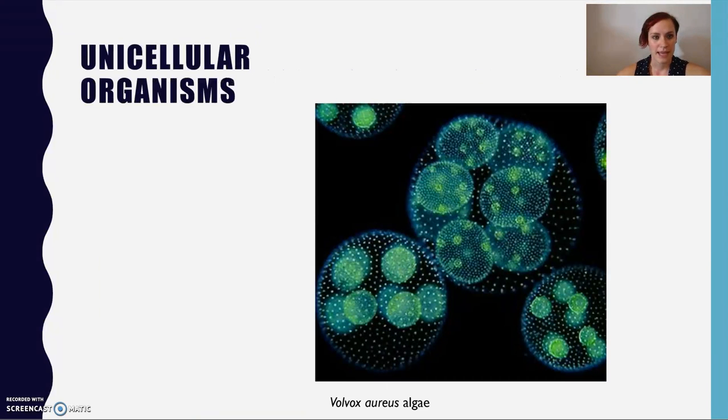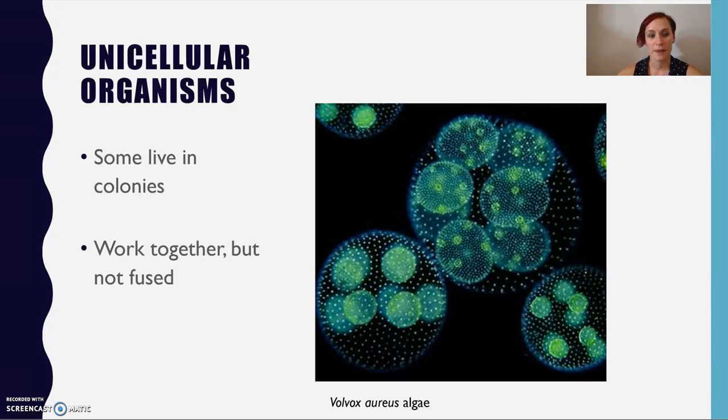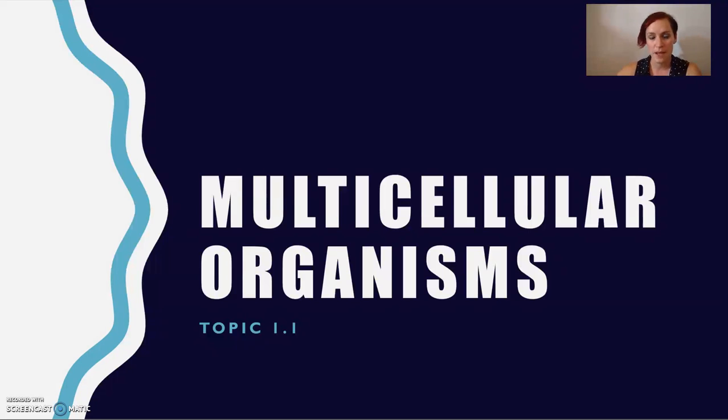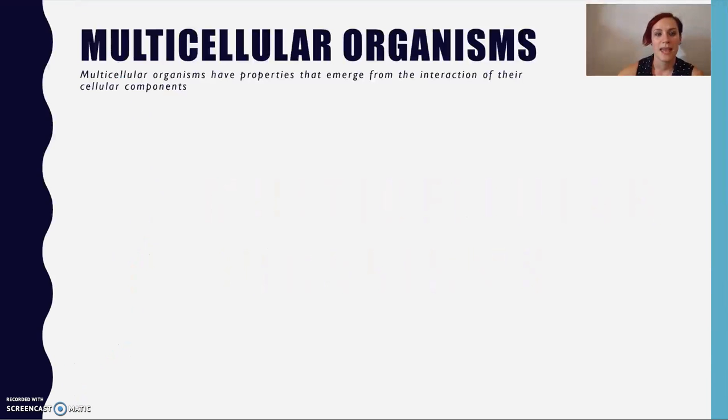This one is a unicellular object, but it's not an organism, but it's a kind of algae, so it's Volvox algae, and it lives in a colony. So it doesn't live on its own, but they're not considered multicellular. They work together, but they're not fused, and that's the difference here between these kinds of unicellular organisms and multicellular organisms. So multicellular organisms have properties that emerge from the interaction of their cellular components, which means all those single cells are now fused to create one organism or one giant mass.